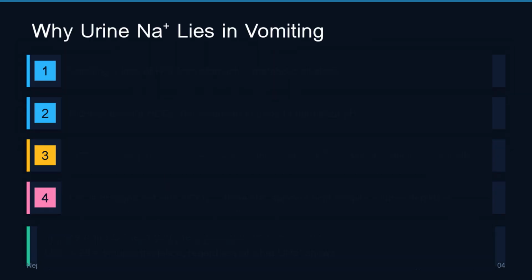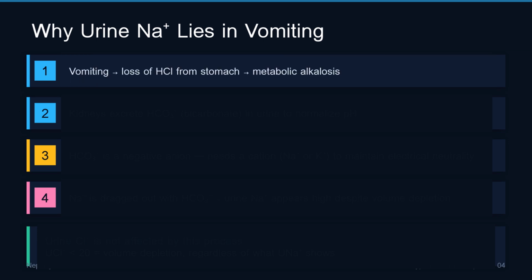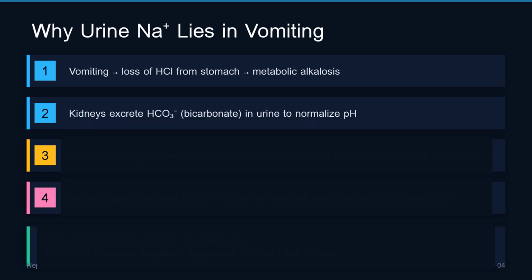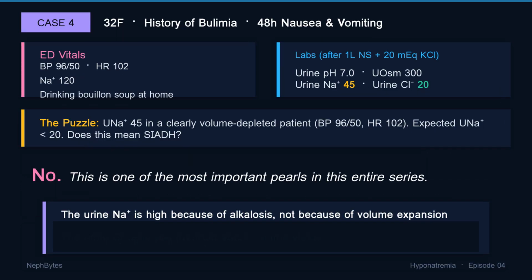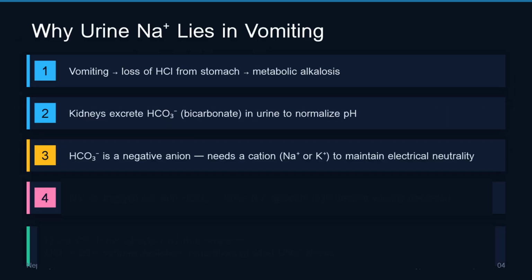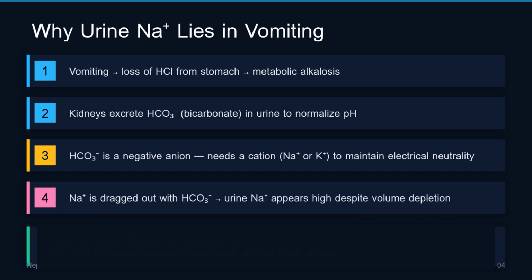When a patient vomits repeatedly, they lose hydrochloric acid from the stomach. This creates a metabolic alkalosis. The serum pH rises, bicarbonate accumulates. The kidneys respond to alkalosis by excreting bicarbonate in the urine to normalize pH. But bicarbonate is a negatively charged anion. It cannot be excreted alone. It needs a positively charged cation to accompany it to maintain electrical neutrality. Sodium and potassium are the cations that get dragged out with it.